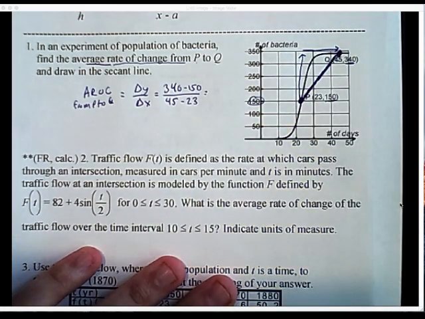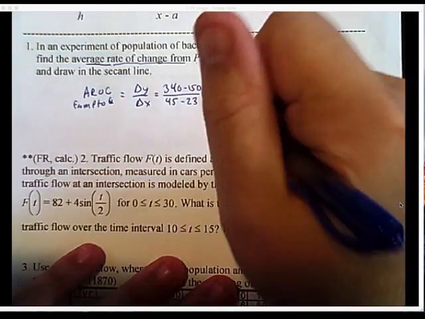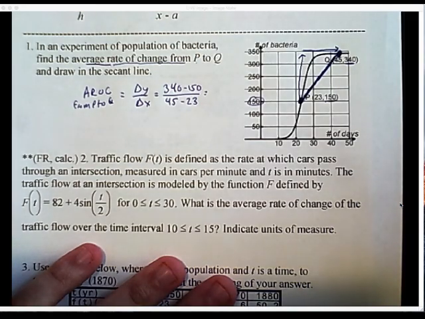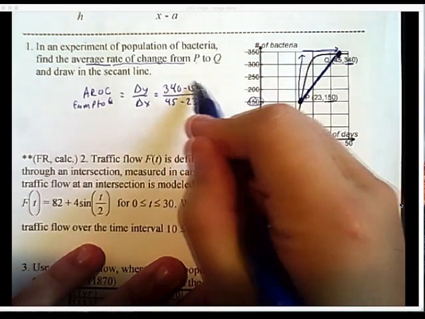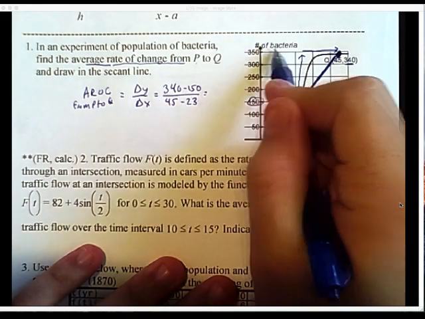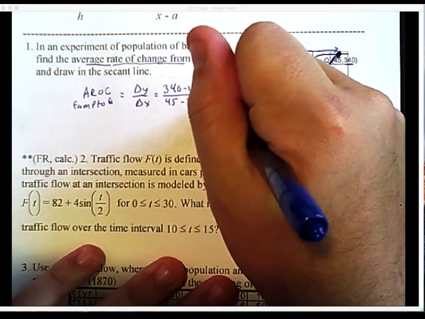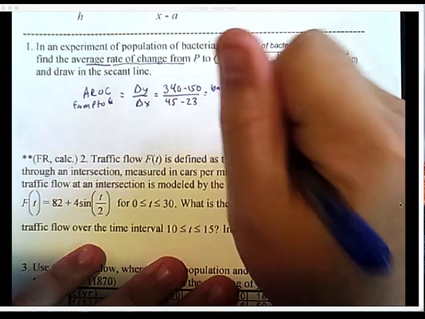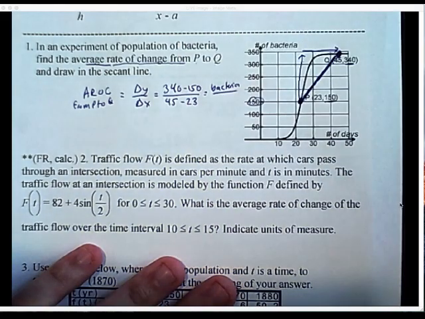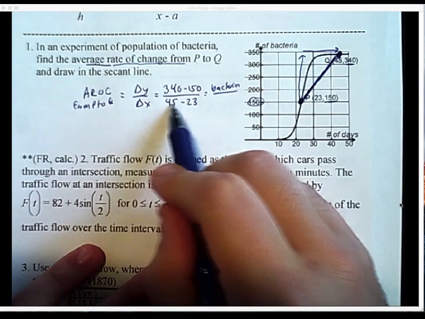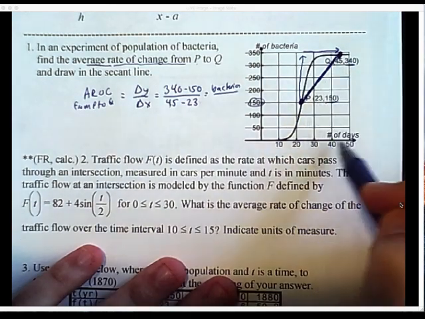All right? So before we actually simplify this, let's think about units. What are the units of these? They are both y values. My y is the bacteria per... what are the units of 45 and 23? These things right here, those are days.